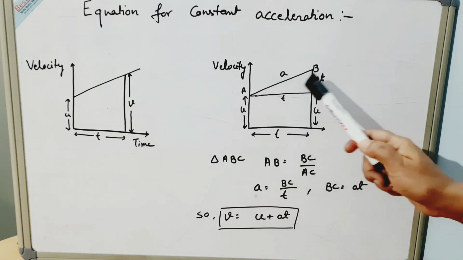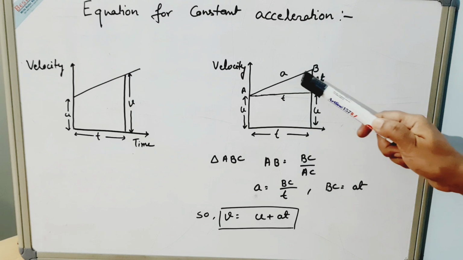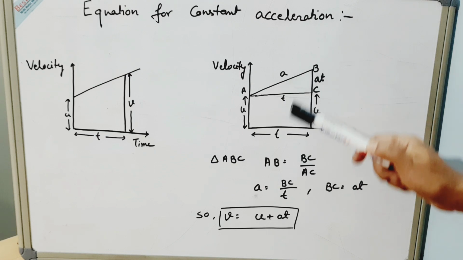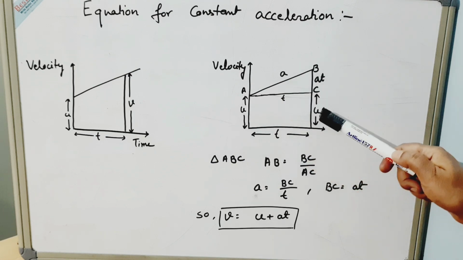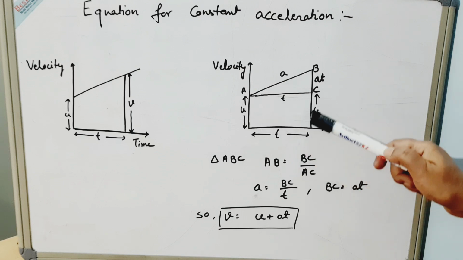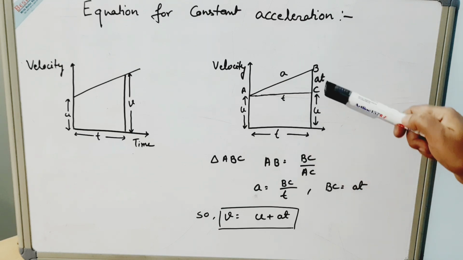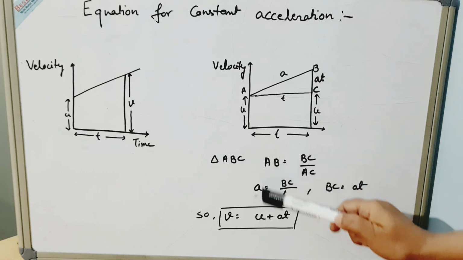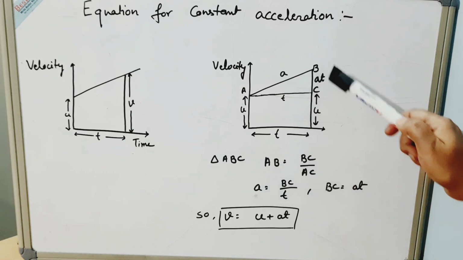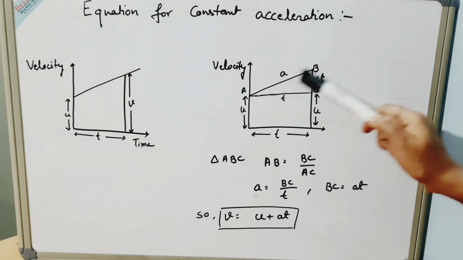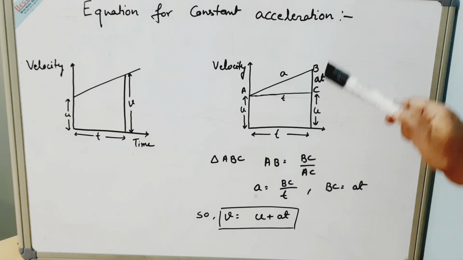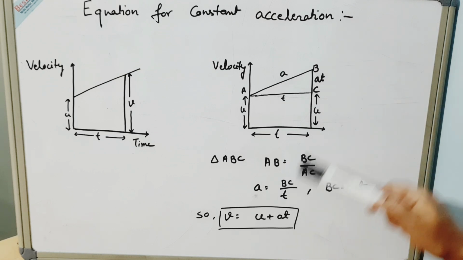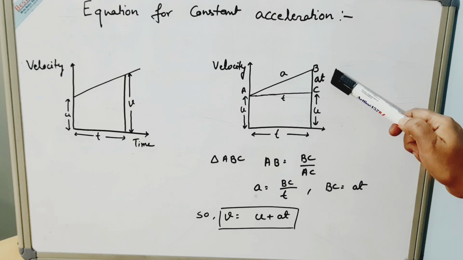Since this is a velocity time graph, the gradient represents acceleration. Now this will be u over here because this is a rectangle, and this BC will be at when we apply the formula for a triangle, because this is a triangle. So finally this total v will be equal to u plus at.